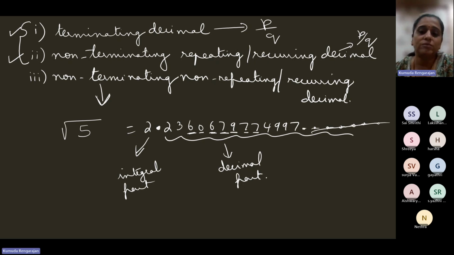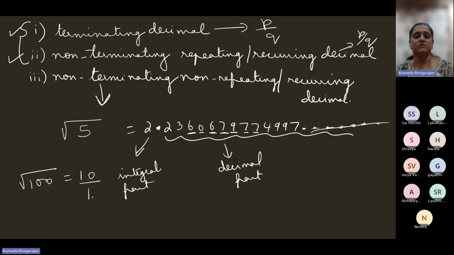So non-terminating, non-repeating or non-recurring decimals are the results from the square root of an imperfect square. Because square root of 100 is 10, because 100 is a perfect square, and 10 is 10 by 1, integer by integer, it's a rational number. Square root of 100 is a rational number. If you're asked to decide, is square root of 100 rational or irrational? It is rational. Always find the value. We should not just go by this square root symbol. Just because it is square root of something doesn't mean it's irrational.